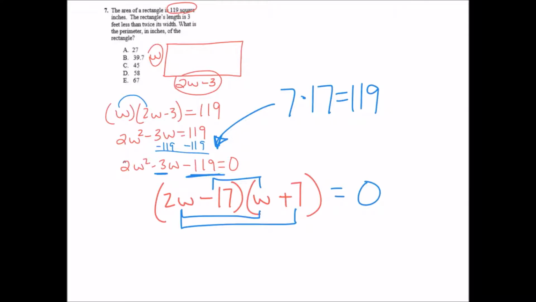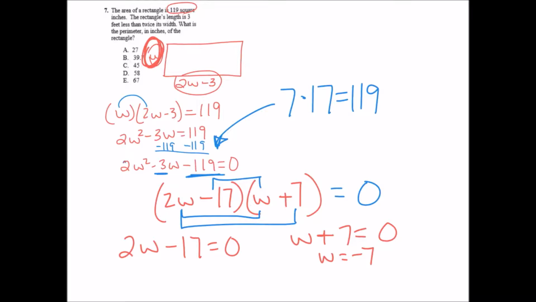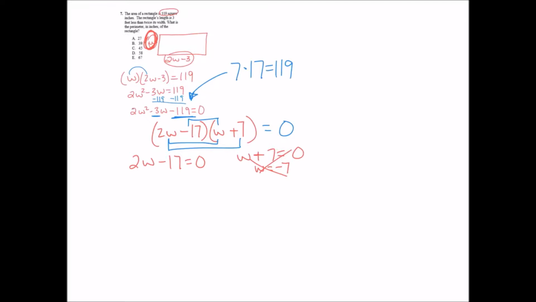Well, if I set these equal to 0, 2W minus 17 equals 0, or possibly W plus 7 equals 0. Remember, though, we're trying to find a measurement. We're trying to find a length up here. We're trying to find out what W is. Well, in this case, W would equal negative 7. It's impossible for a side of something to be a negative length. So that's gone. That's out. And now we're left with 2W minus 17 equals 0. We solve for that. 2W minus 17 equals 0, or 2W equals 17.